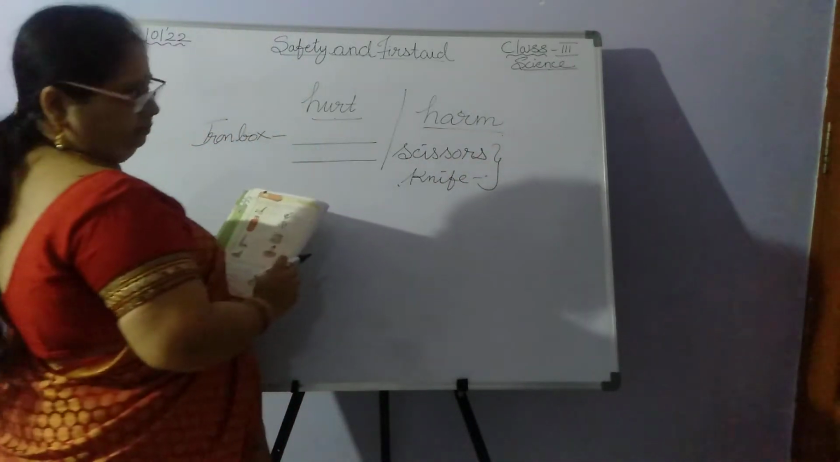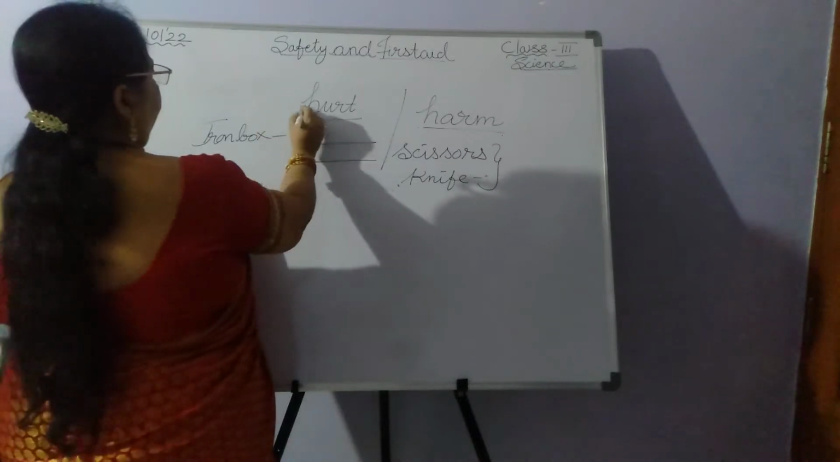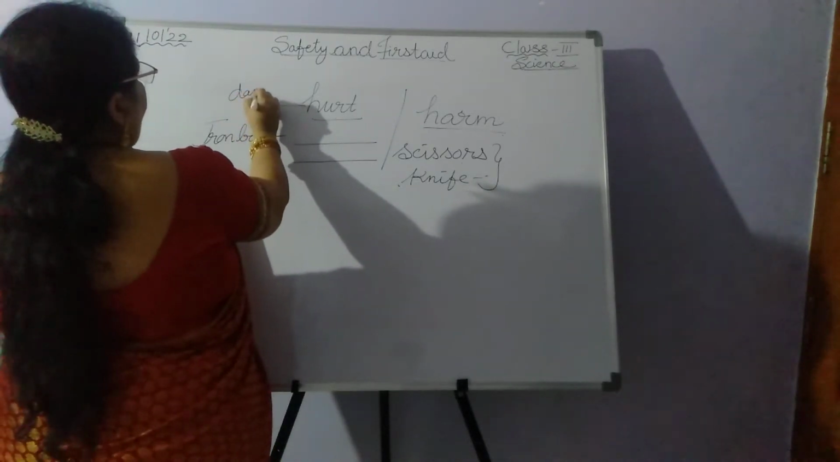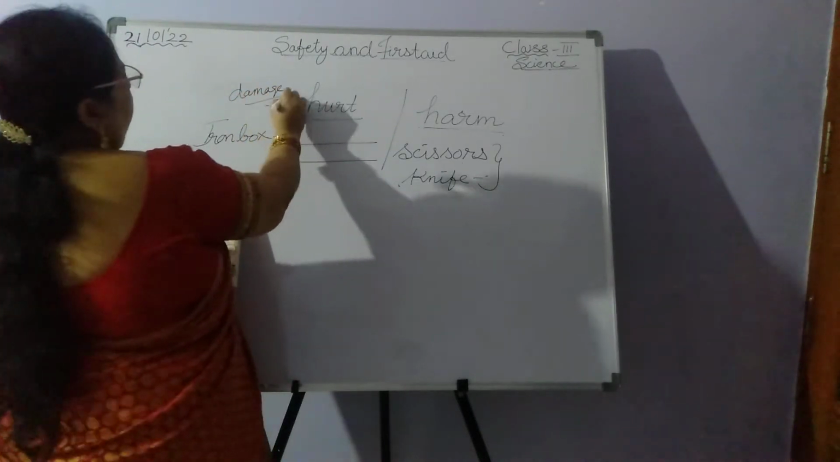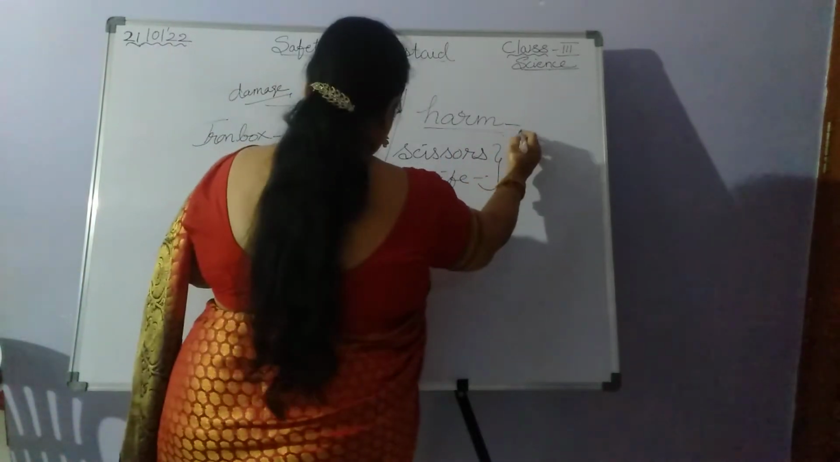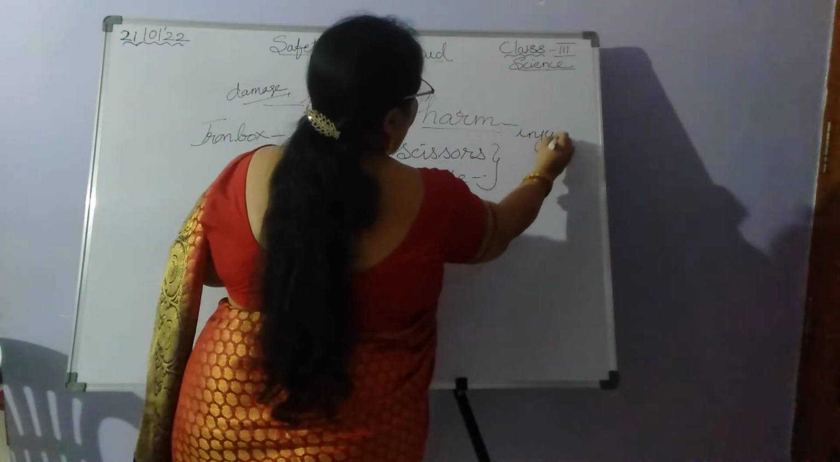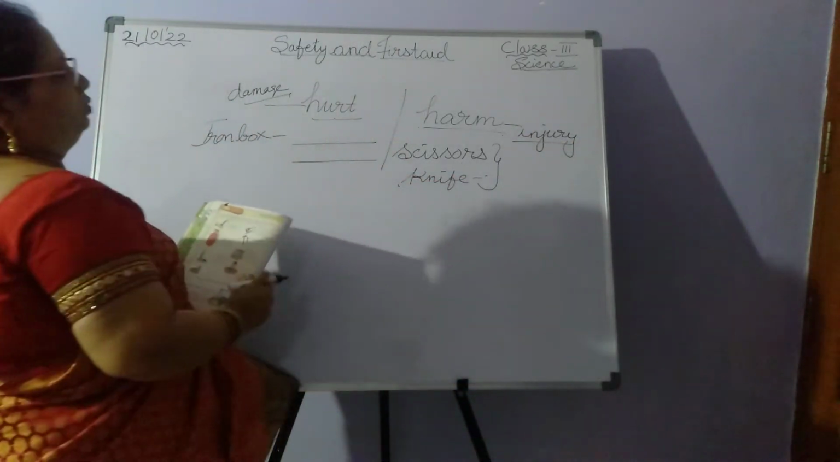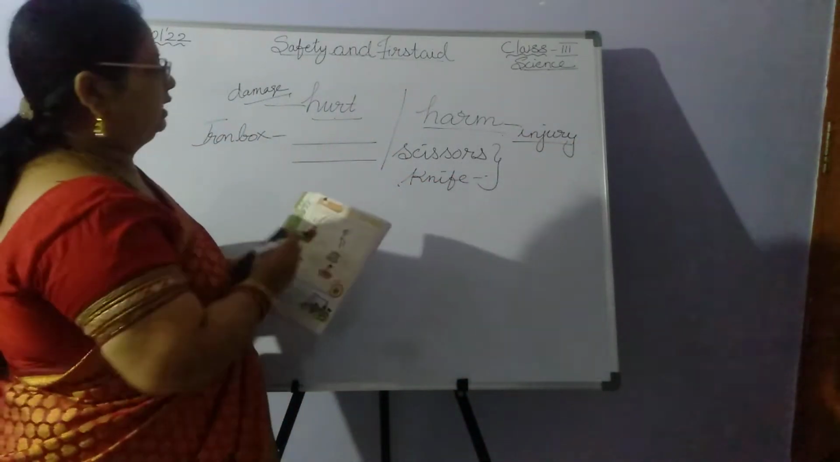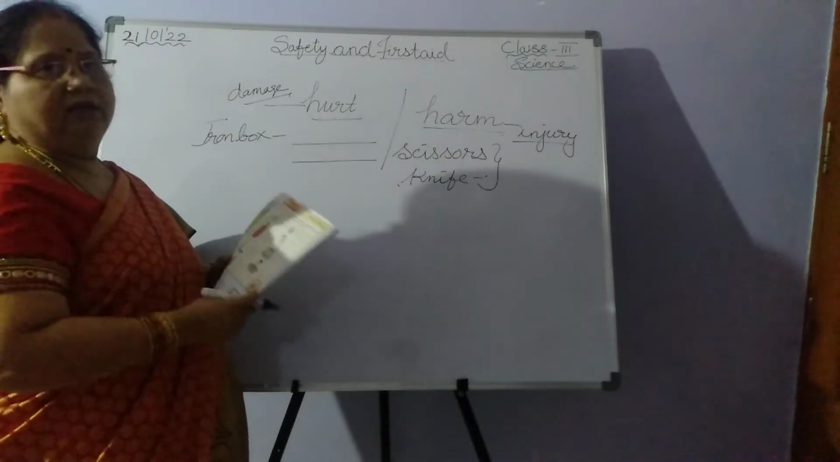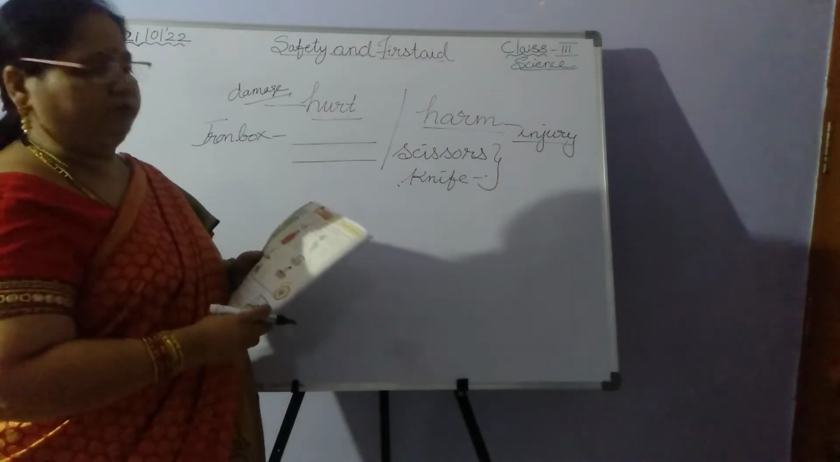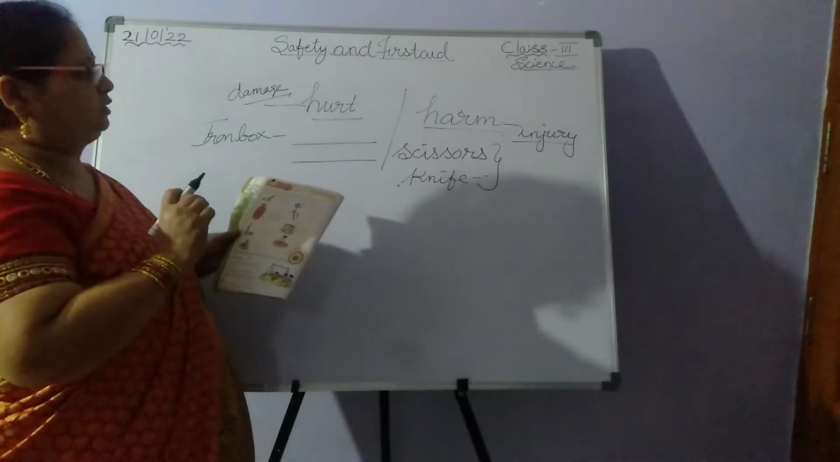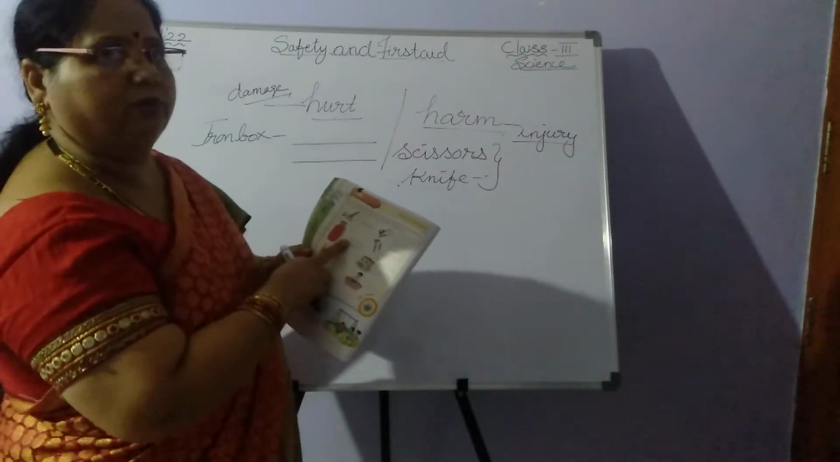It means what? Damage. Here, the meaning of hurt is damage, and harm is injury. Okay, the meaning of harm is injury. Those two differences you have to understand and write down in the classwork. First write in the textbook in a very simple sentence. Write the name of the appliances they have given.